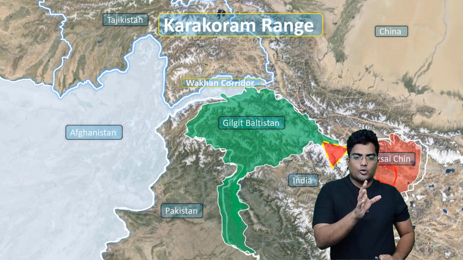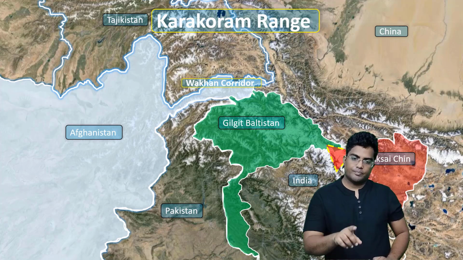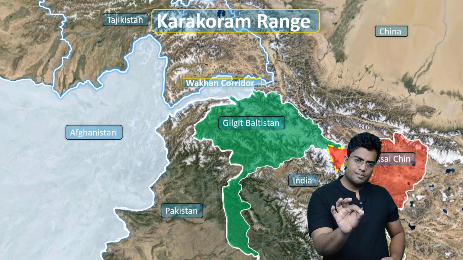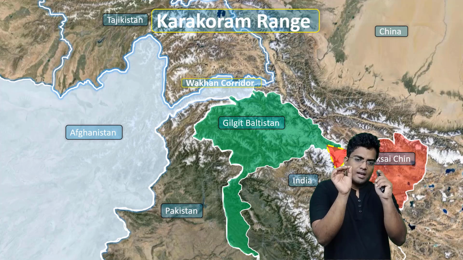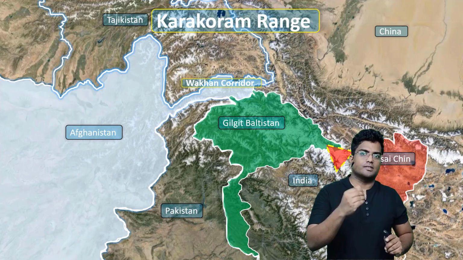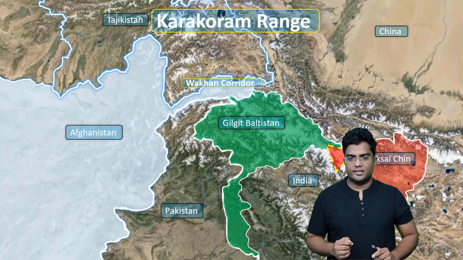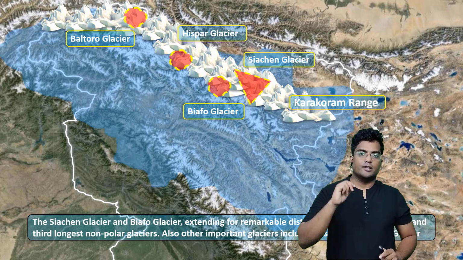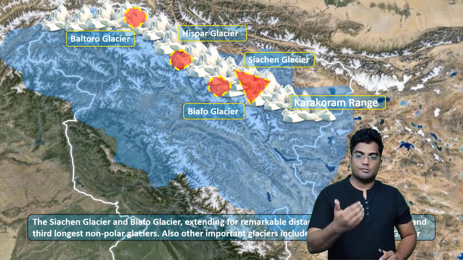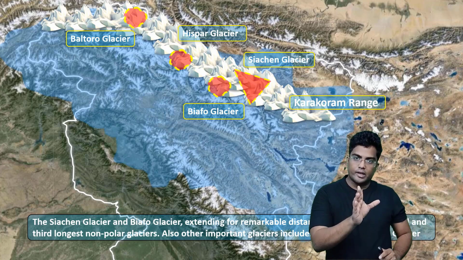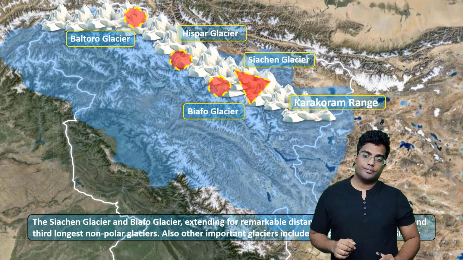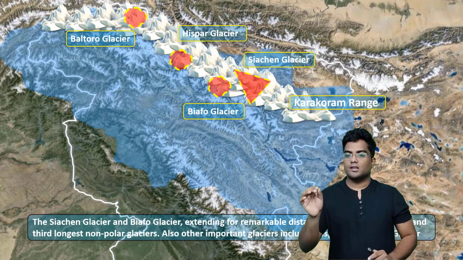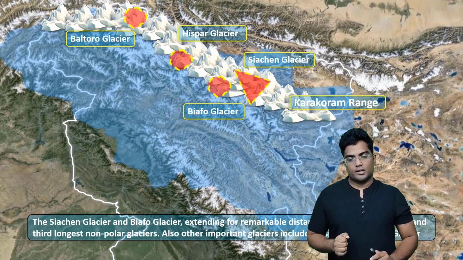Now, to explain better, let's see it from a different perspective. The red triangle is Siachen Glacier. As you can see, it's pretty much in India. Some parts are in China and some parts are in Gilgit-Baltistan, that is Pakistan. So that's Siachen Glacier. Now we are going to discuss the other three glaciers: Biafo Glacier, Hispar Glacier and Baltoro Glacier. Only the Siachen Glacier is located in India. Biafo Glacier is located in Pakistan. Hispar Glacier is also located in Pakistan. Baltoro Glacier is also located in Pakistan.